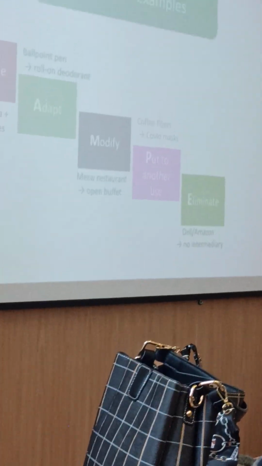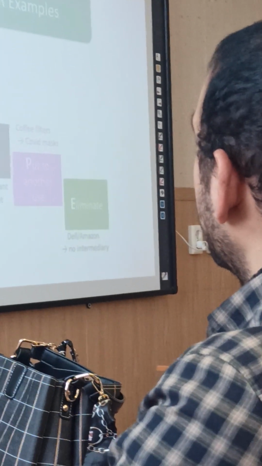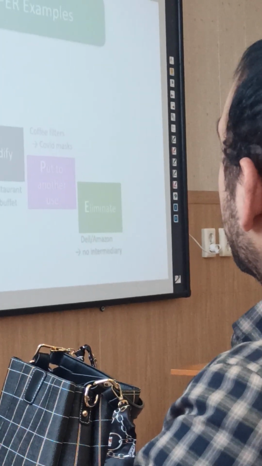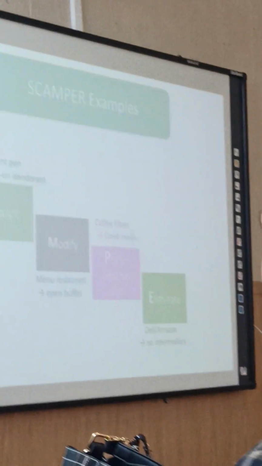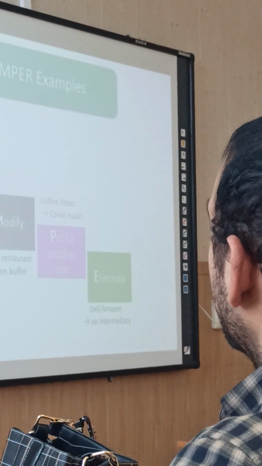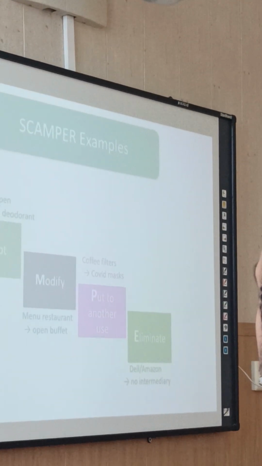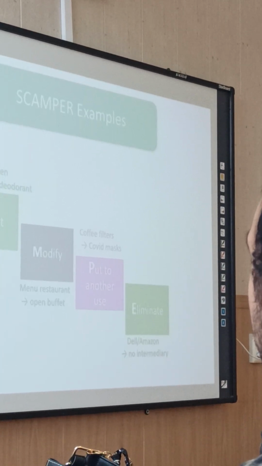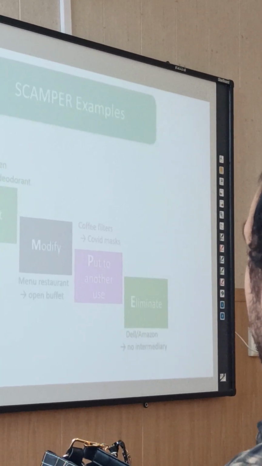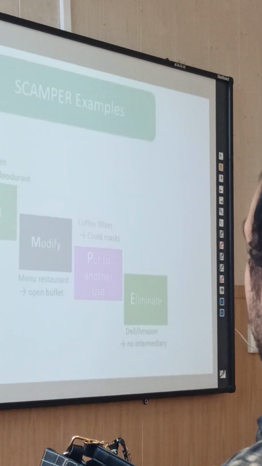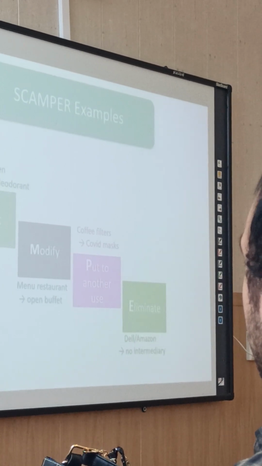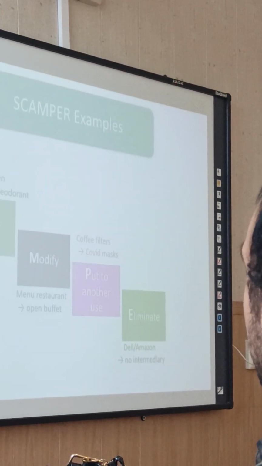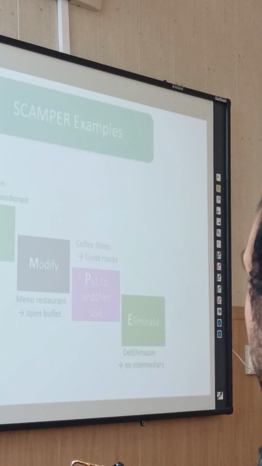Eliminate. You know the brand Dell for computers? It has a specificity in terms of management. It has no intermediary between the manufacturer and the end consumer. This is their business model. So they eliminated the intermediary, the retailer. When you want to purchase a computer from Dell, you get in contact directly with the manufacturer and they will customize the product for you directly. Same for Amazon, between manufacturer and final consumer.